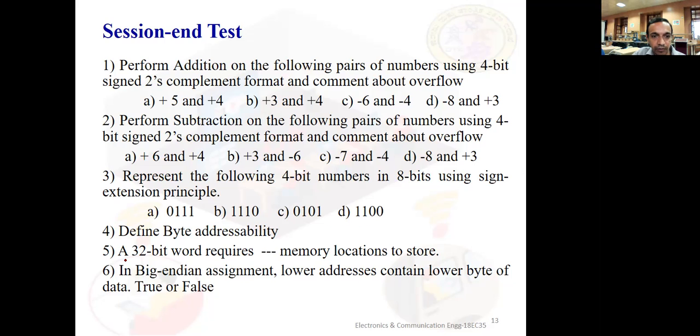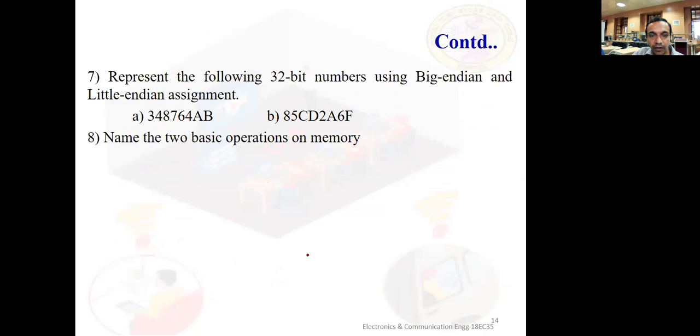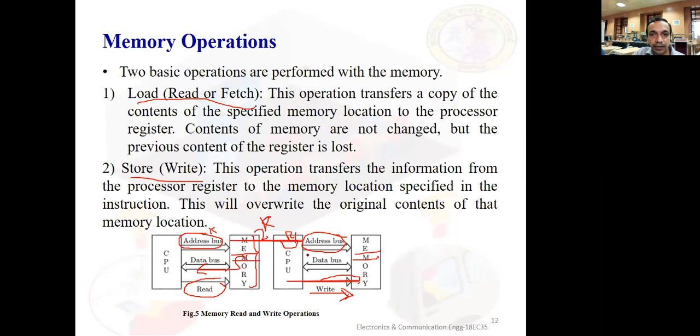So for example, this is a simple question. A 32-bit word requires dash memory locations to store. You can easily answer this: 4 memory locations, because one memory location can store only 8 bits. Similarly, another one: in big endian assignment, lower addresses contain lower byte of data, true or false, I have asked. It is just to recall all the topics we have covered, so that you will be able to understand better. In a big endian assignment, lower addresses containing lower byte of data is a false statement, because in little endian, this is true, right? That way, the questions will help you to understand the concepts very clearly.